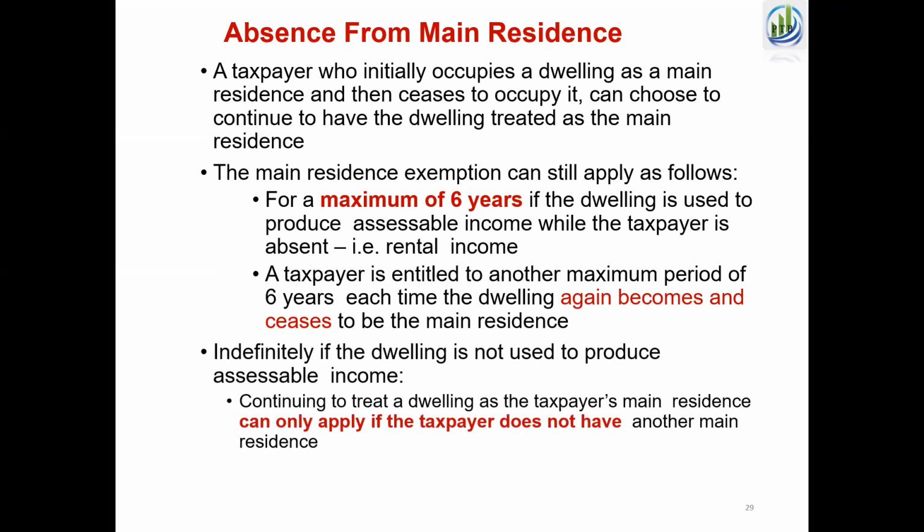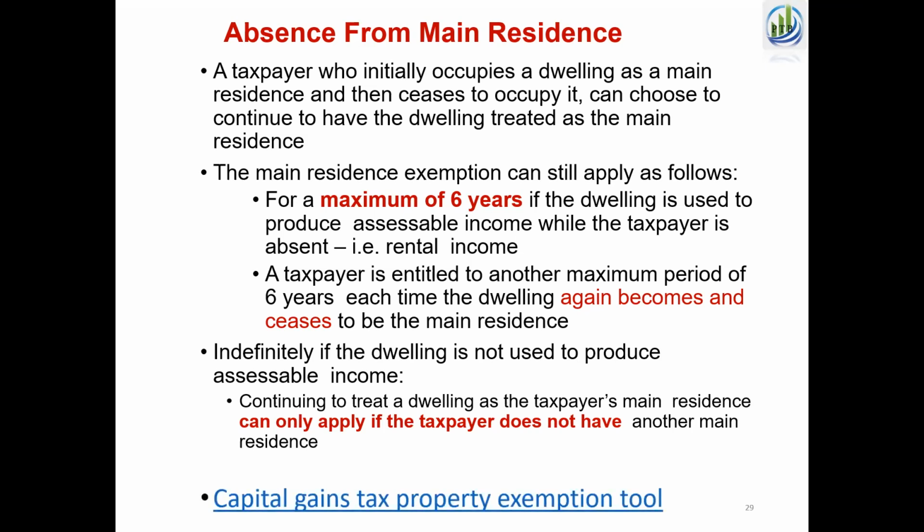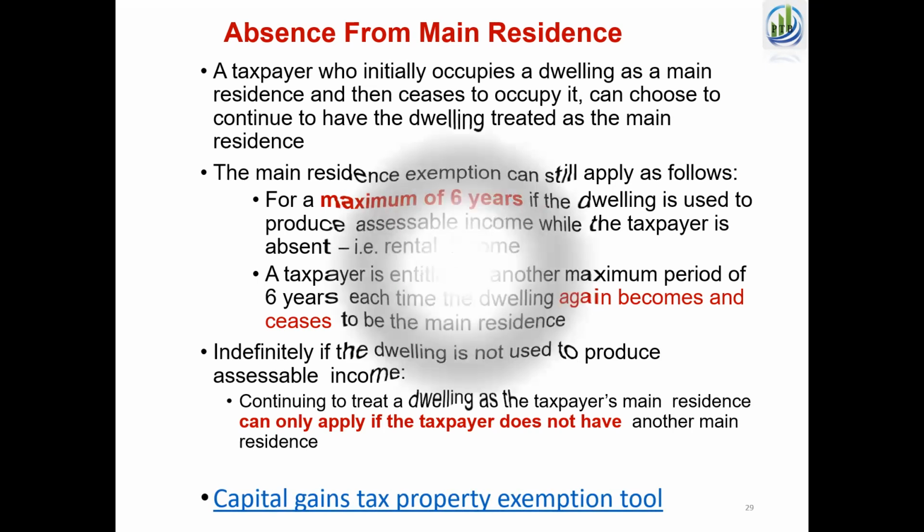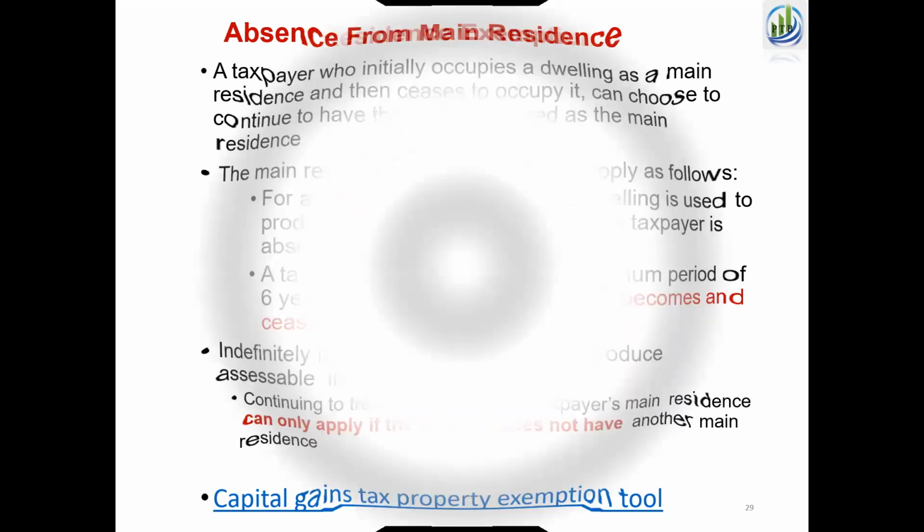Identify the dwelling is not used to produce assessable income. For example, you purchase a house and you live in that house, you move out to another country, but you're not putting anything for rental or any other income from that property. Anytime when you come back, when you sell it, that can be considered as a main house. You do not need to pay that capital gain. I put that capital gain tax property exemption tool, which is provided by the ATO, down for you to have a play with. Right, main house exemption.